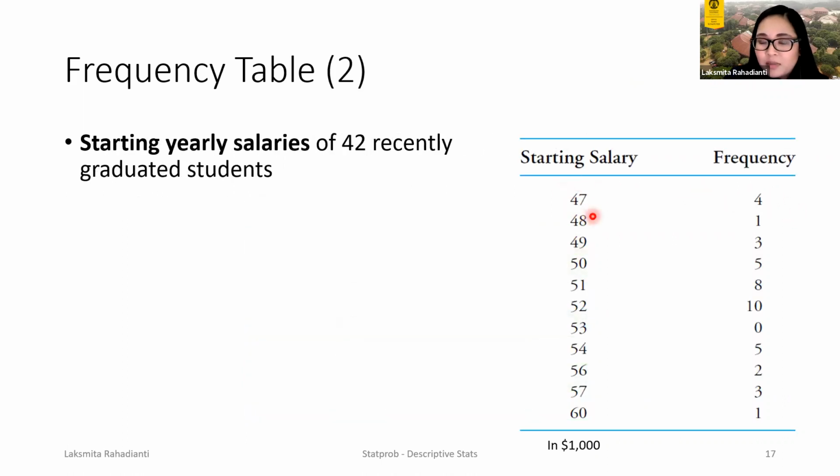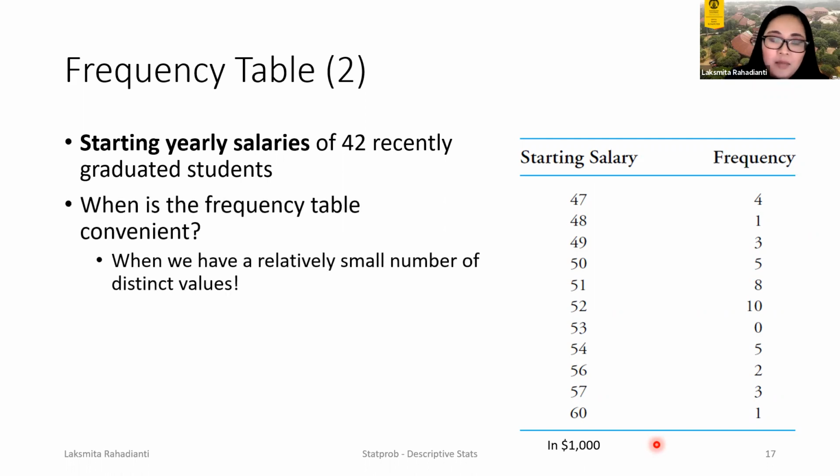So for every possible value, in this case, we have 47,000, 48,000, and so forth. How many times does it come up in my sample? So 47,000 comes up 4 times, 48 1 time, and so forth. In this case, I can still show the data nicely and efficiently in a table, because I only have 1, 2, 3, 4, 5, 6, 7, 8, 9, 10, 11 distinct values.